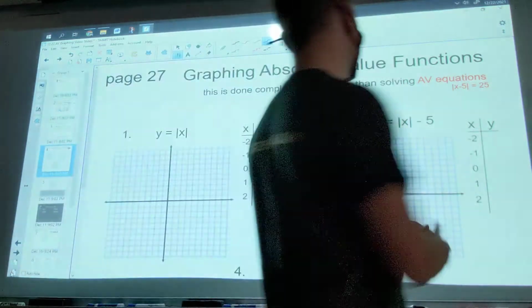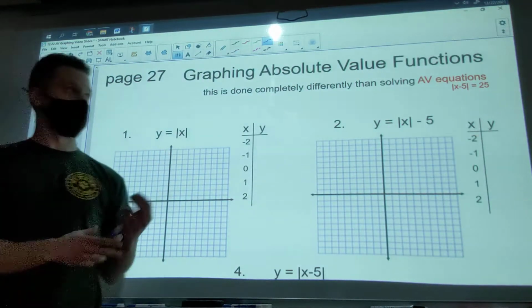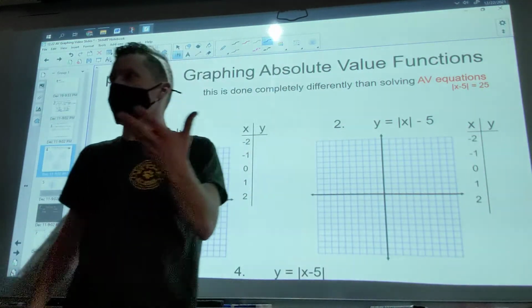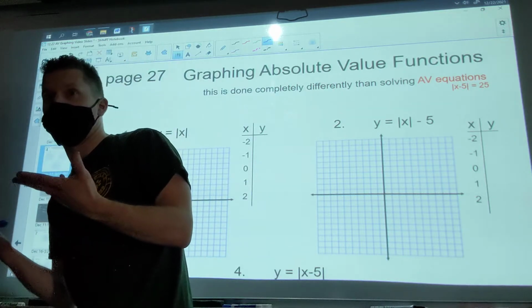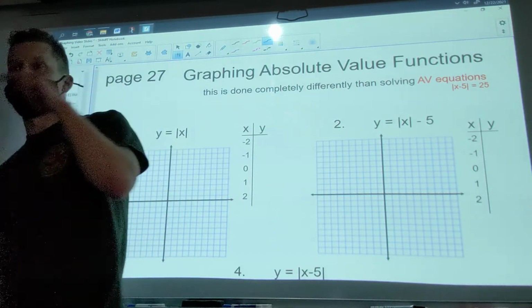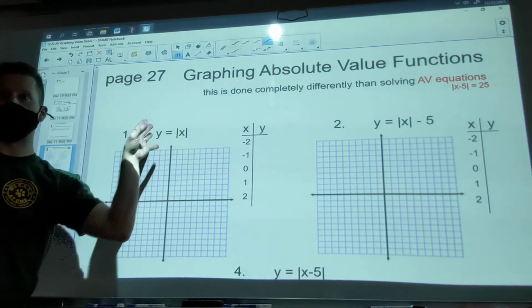Here, how many different variables are there? Two, right? So there's going to be a set of values, an x and a y paired together, making an ordered pair or coordinate point. Good, right? So that's what we're going to be doing. We're going to get a set of them. We're going to graph something.